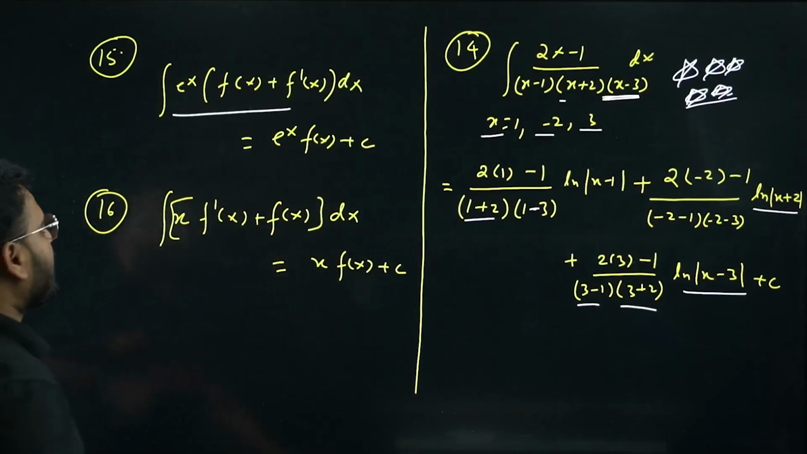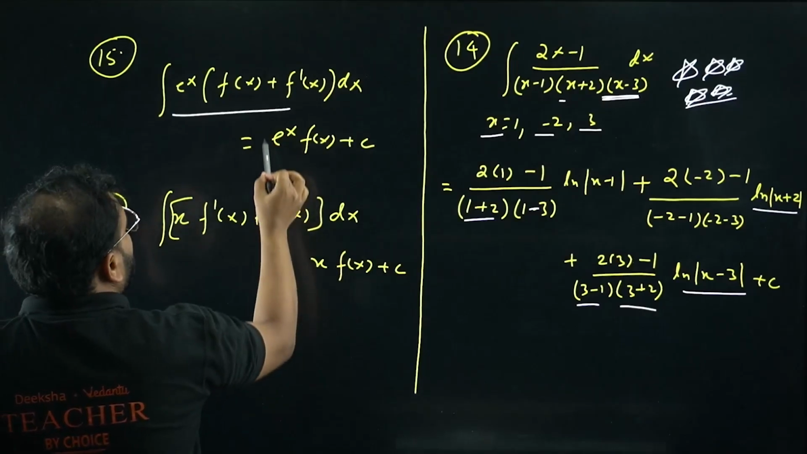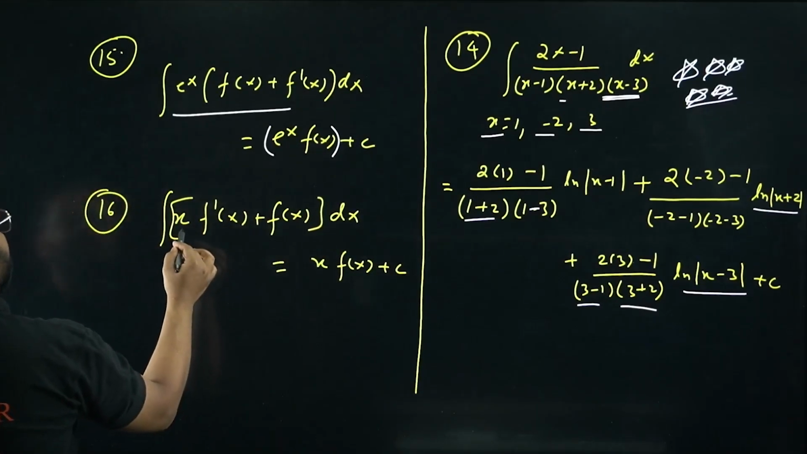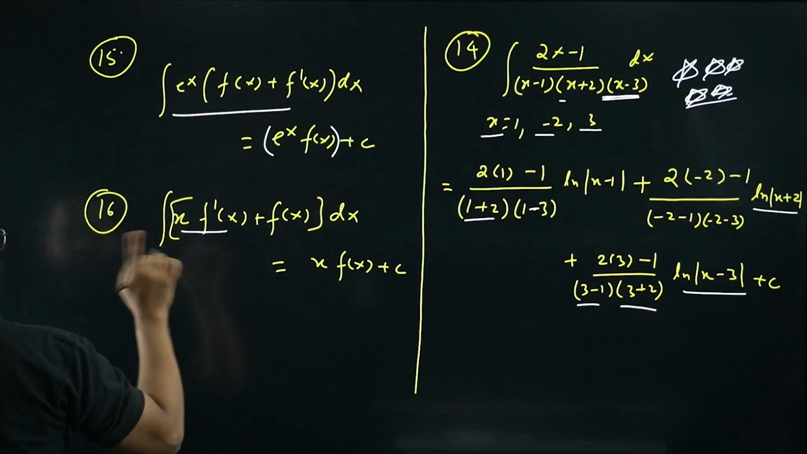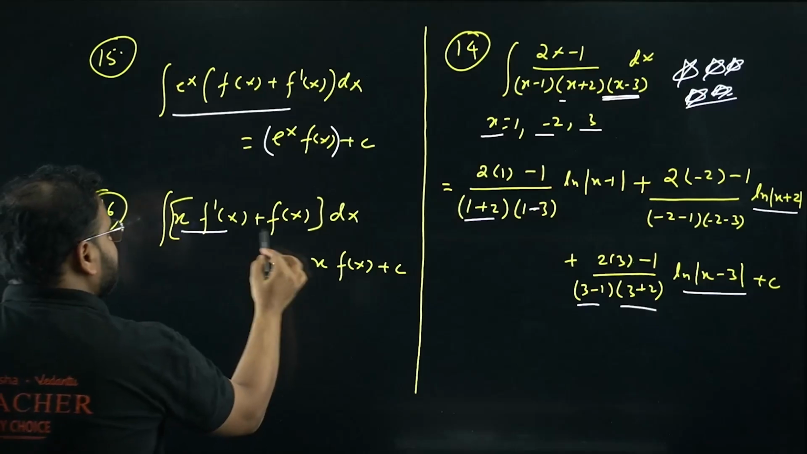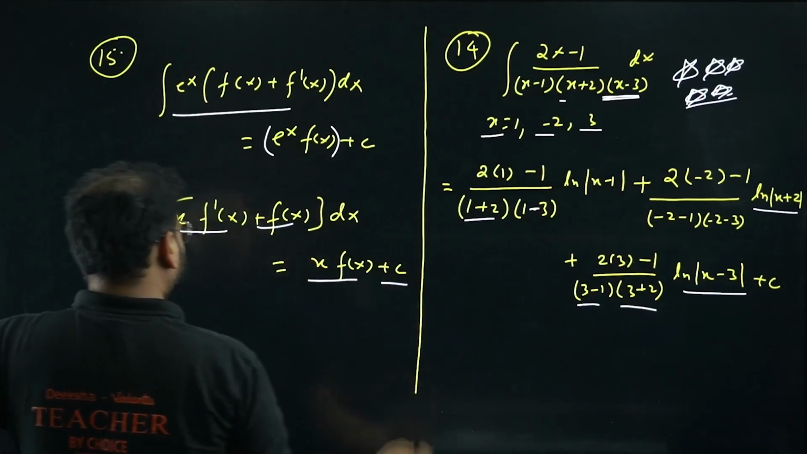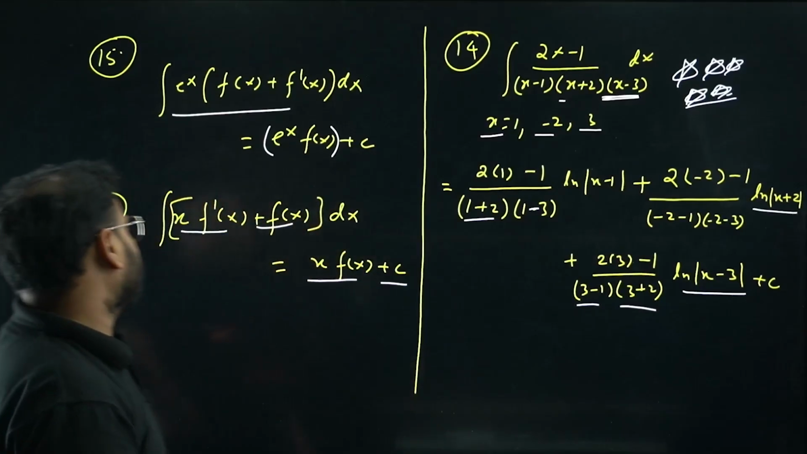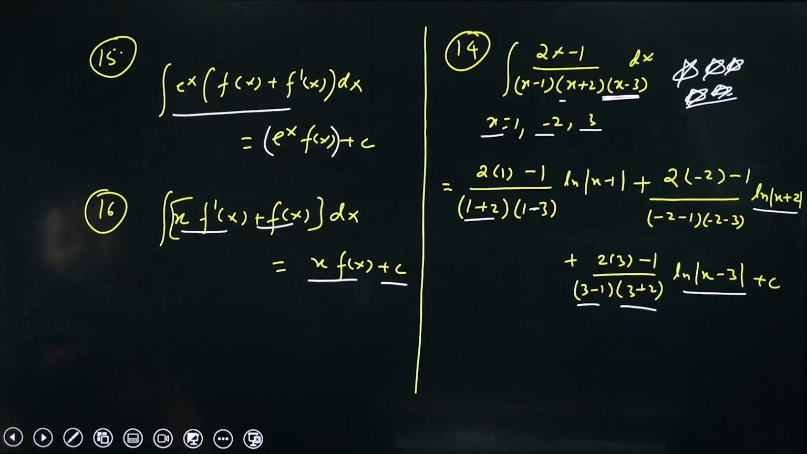If you have e^x product with f(x) plus f dash of x, answer is simply e^x f(x). If you have this similar case, x with f dash of x, remember, it's not with the entire thing. x with f dash of x plus f(x) is there. Answer will be f(x) plus x f(x) plus c. x f(x) plus c is the result for question number 16.